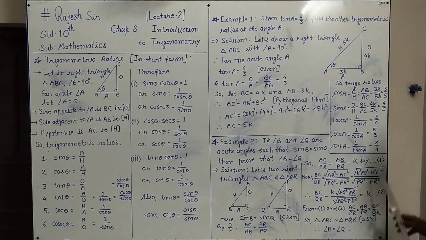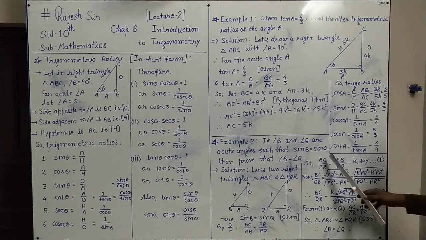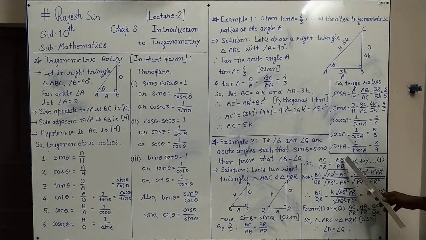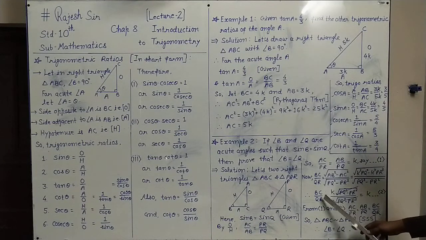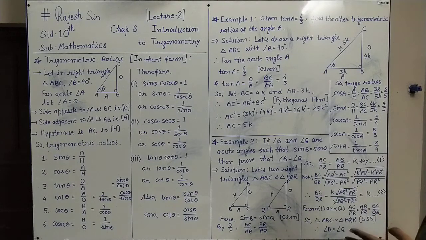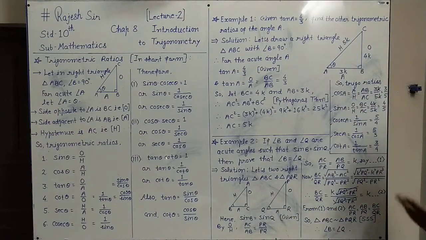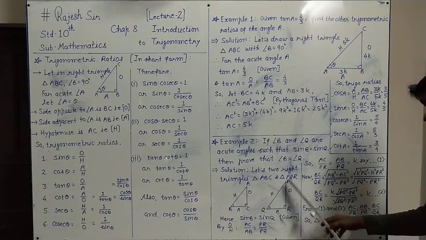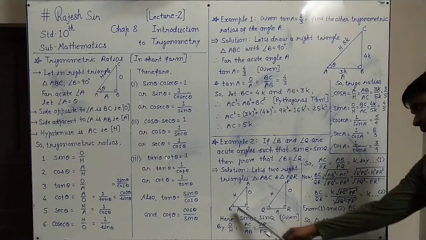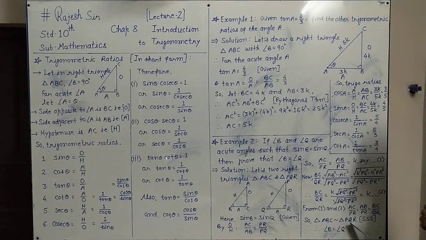From results 1 and 2 you see that AC upon PR equals AB upon PQ equals K, and this K also equals BC upon QR. So all three sides of the given triangles ABC and PQR are in proportion. By SSS, if all three sides are in proportion, both triangles are similar. So triangle ABC is similar to triangle PQR.